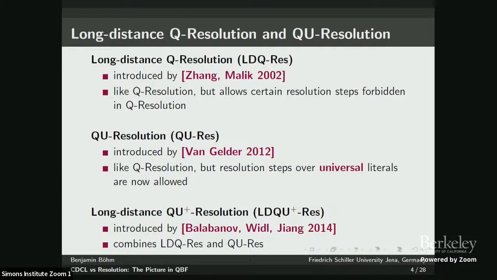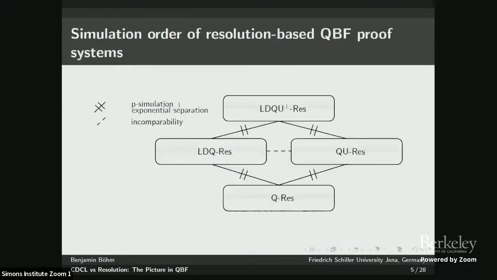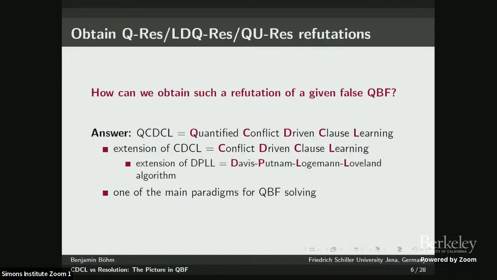Okay, now you've seen how our refutations might look like. Here's the simulation order of these resolution-based QBF systems. So the weakest one is this QRes. It's pretty natural to see that that's the weakest one, and then LDQRes and QURes are, I'm not sure if it's correct to say they are equally strong, but they're incomparable, but they're both stronger than QRes, and the strongest one is this LDQU plus res.